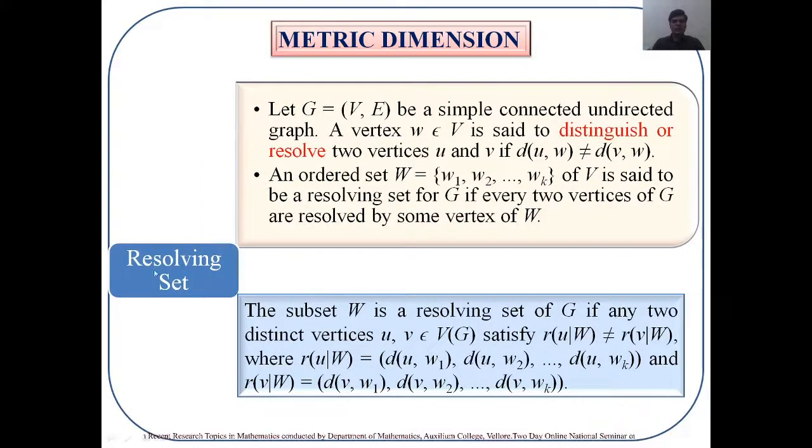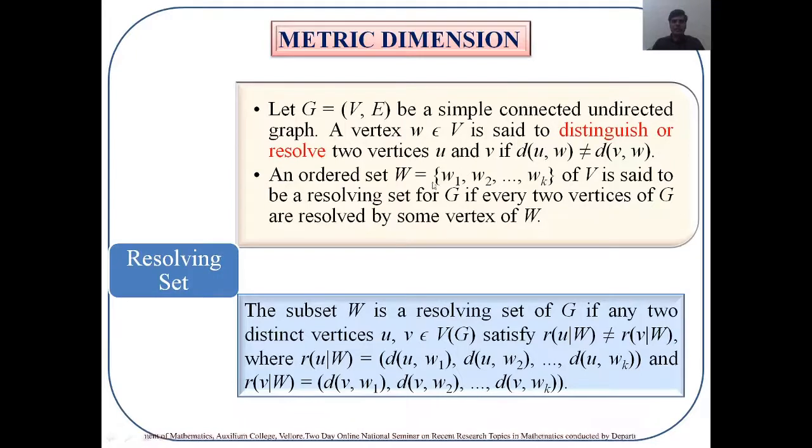Let's discuss what a resolving set is. There are two definitions in this. One is how a vertex will resolve two vertices, and the other is what a resolving set is. A vertex w of the vertex set of graph G is said to distinguish or resolve, both are the same, two vertices u and v if the distance between u and w is not equal to the distance between v and w. If it is so, then we can say that this vertex w resolves these two vertices u and v.